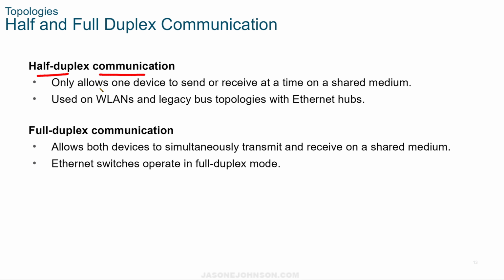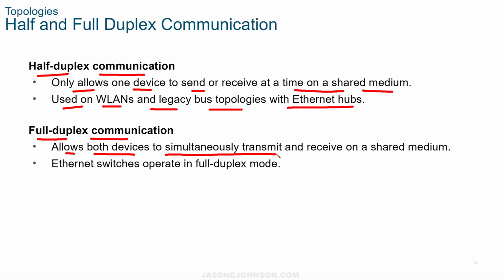Half duplex communication only allows one device to send or receive at a time on a shared medium, and it's used on WLANs and legacy bus topologies with Ethernet hubs. And then we have full duplex communication. That allows both devices to transmit and receive at the same time on a shared medium. And Ethernet switches operate in full duplex mode.